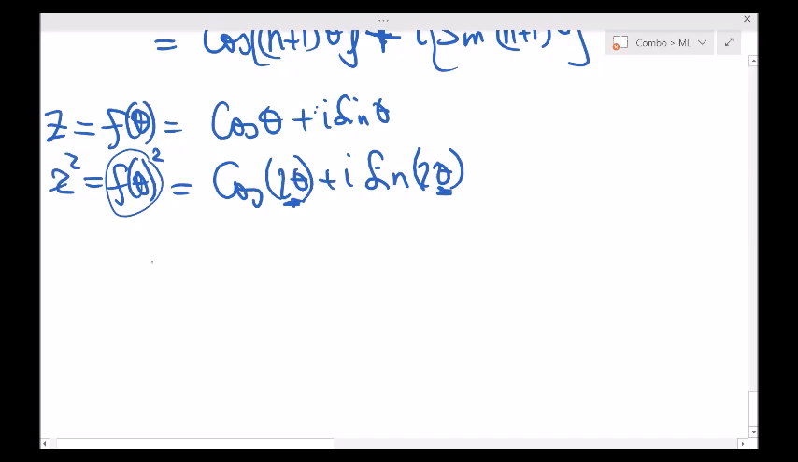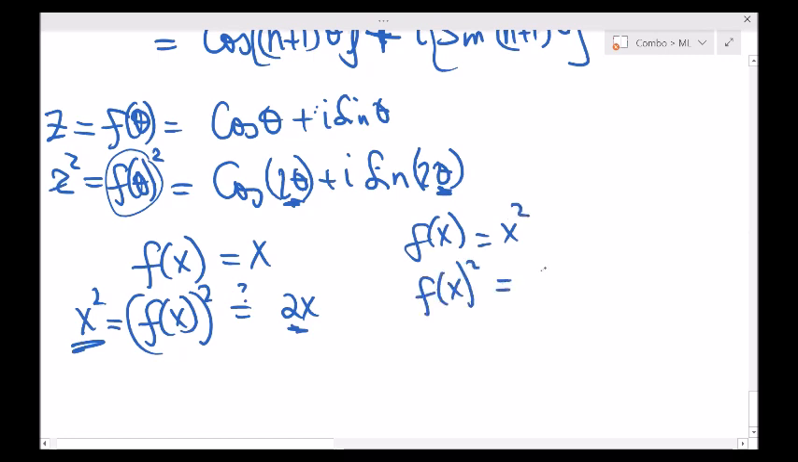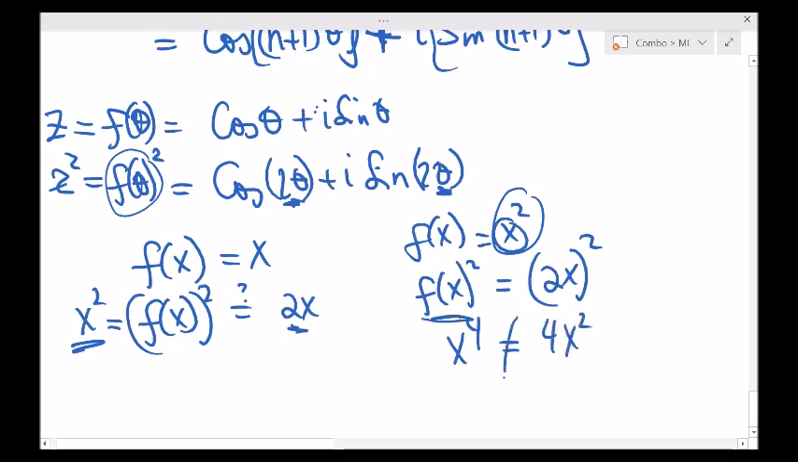Okay, let's try. For instance, f of x is equal to x. If I were to square f of x, would it be equal to 2x? No, f of x squared is just x squared, which is not equal to 2x. Okay, x is a failure. Let's try x squared. If f of x equals x squared and I square f of x, let's see if that comes out as replacing x with 2x. It has to be 2x squared. Well, f of x squared is x to the 4, and the other one is 4x squared. Again, it fails.